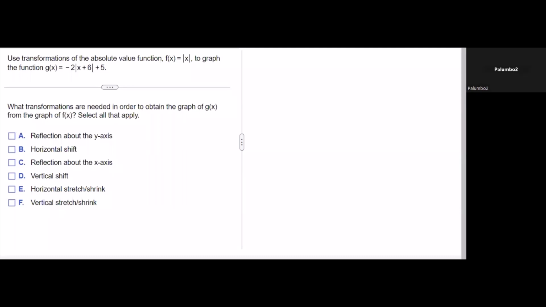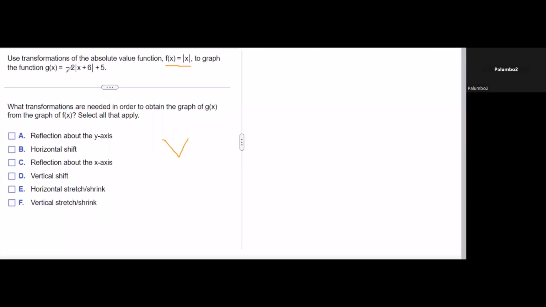I have the transformation of the absolute value function, and I have a lot going on here. Let's take a look. This tells me that f of x is the absolute value of x, which I know makes a V. And then when I'm looking at g of x, I like to label this, I like to transform from left to right.